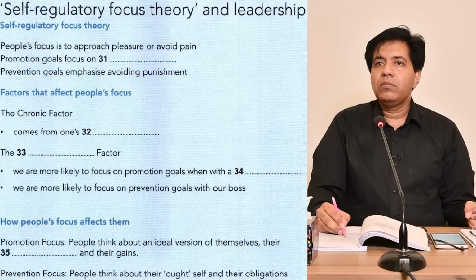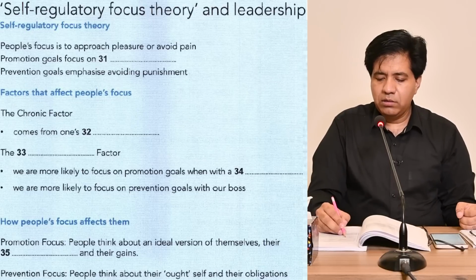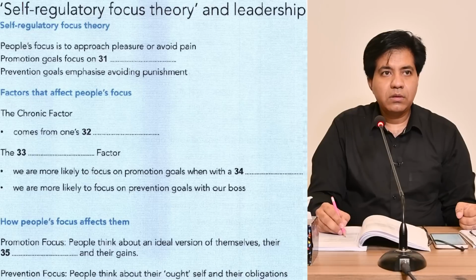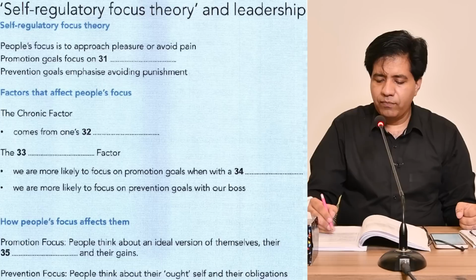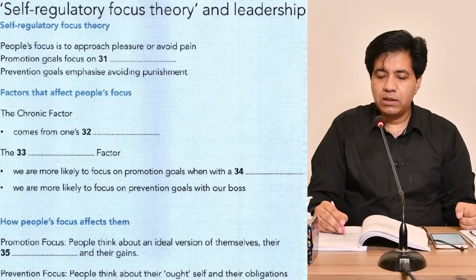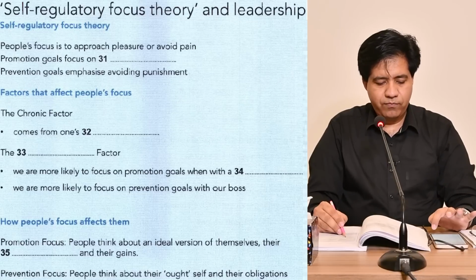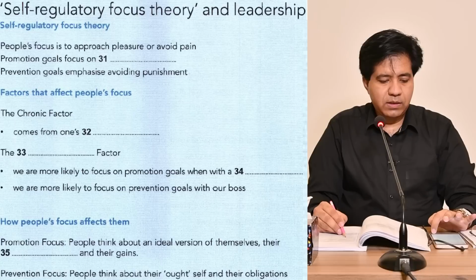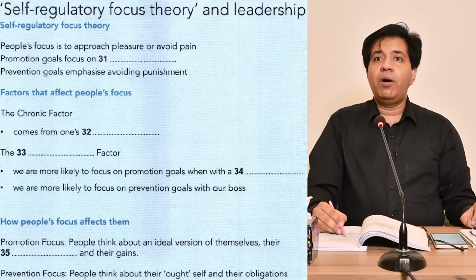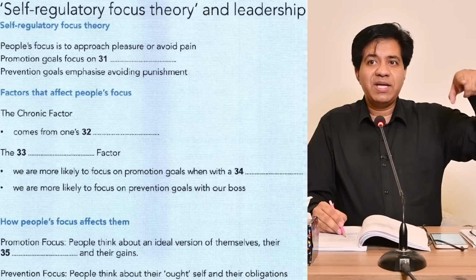The theory suggests that 2 factors affect which goals we are focusing on. First, there is a chronic factor. This factor is connected to a person's personality and says that each person has a basic tendency to either focus more on promotion goals or focus on prevention goals. It comes from a person's personality.